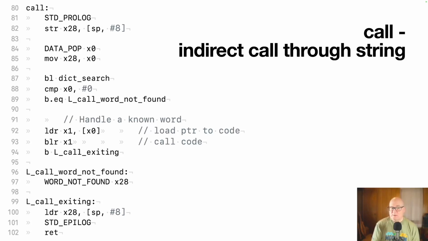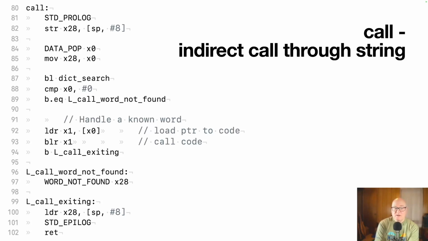So it either returns 0 if it can't find it, or it returns the address of the routine you're going to call if you can, or the address of the address, I guess. So we compare, is it 0 in 88? If it is, we're going to call word not found. If it's not, we're going to do the actual indirect call. So we load the pointer to the code that we got back from the dictionary search, and we do a BLR, which is a branch through a register, so the register contains the place to call now. And once we've finished and returned from that call, we're going to jump down to call exiting and basically just restore X28.